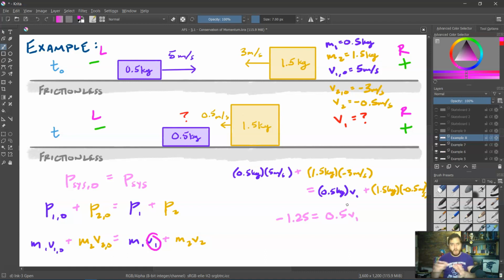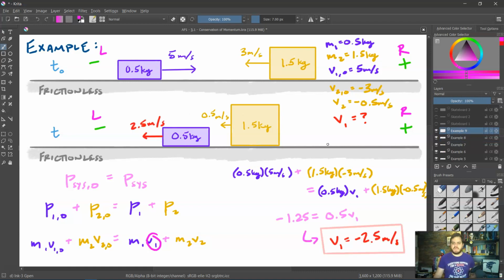That's just from doing all of the basic arithmetic and algebra there. So then we just divide by 0.5, and we get that v1 is minus 2.5 meters per second. So, one, it's a negative number, which makes sense because that means it's moving to the left, as we expected. And you might be thinking, well, how did it gain momentum? It was 5 meters per second, and now it's only going at 2.5 meters per second.